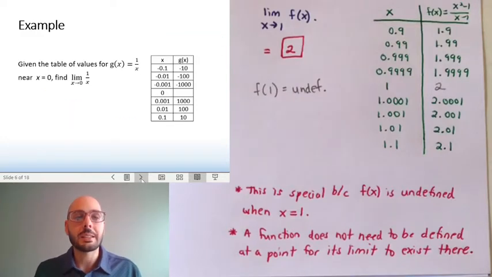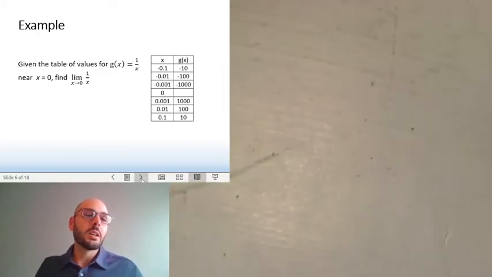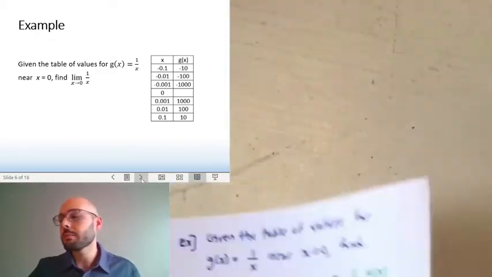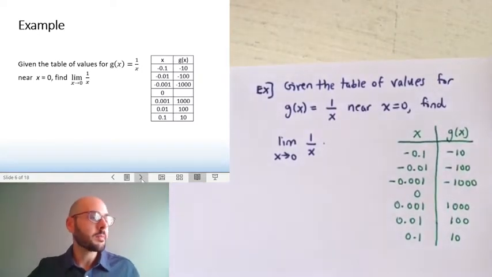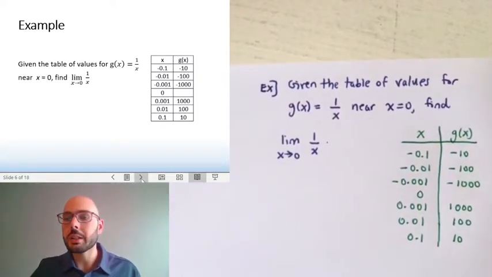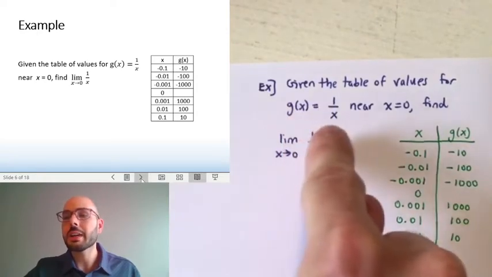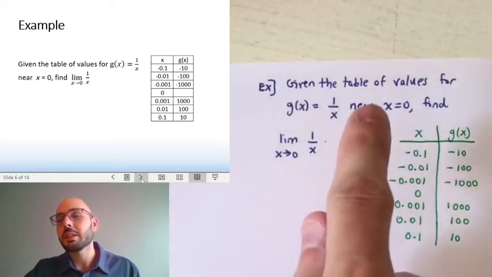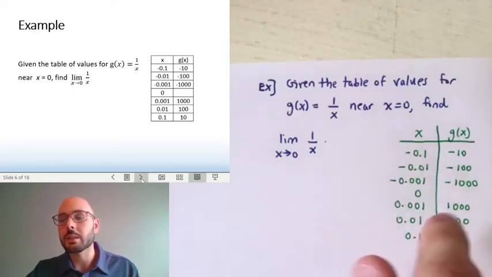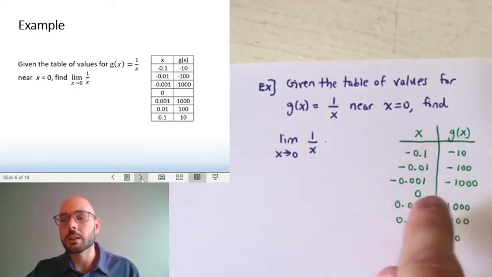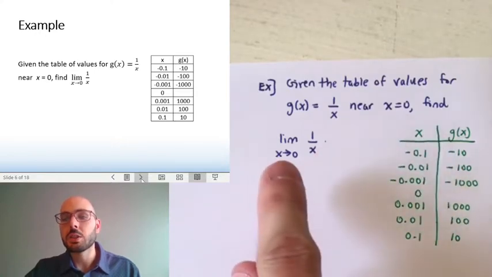All right, next up. Another example, we have a function, another table of values, which is very helpful. So what are we going to do here? Here we have a function g of x equals 1 over x. In particular, we're given the values where x is 0, or around where x is 0. We actually were not given the value when x was 0, and we're asked to find this limit.